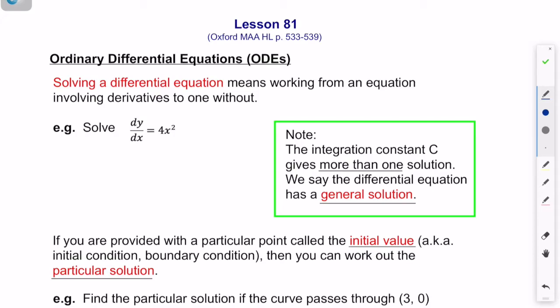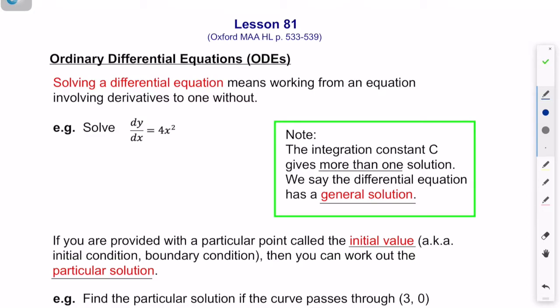So you may be wondering, what does that investigation have to do with solving ordinary differential equations? That's nothing different from what we have done before. Well, actually, when we say that we are solving a differential equation, it really means that you're working from an equation that involves derivatives to one that doesn't have it. So that's exactly what you did in number 1 and 2 in that investigation.